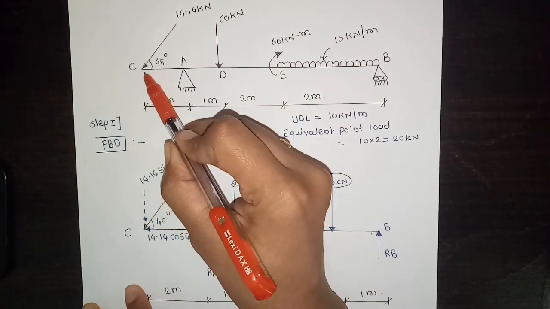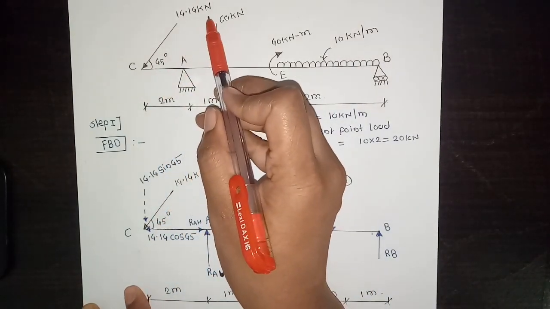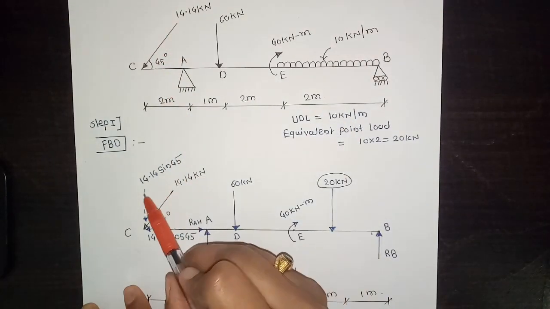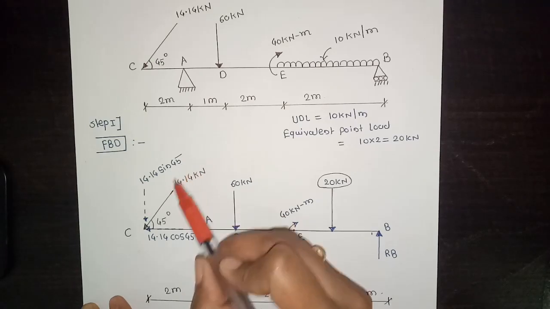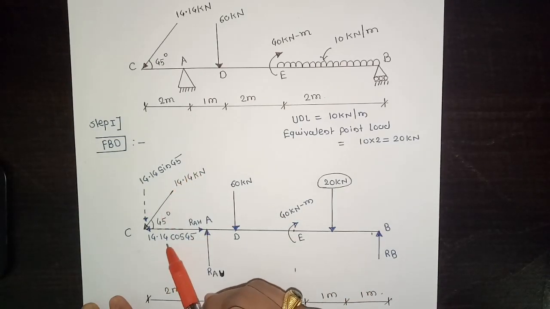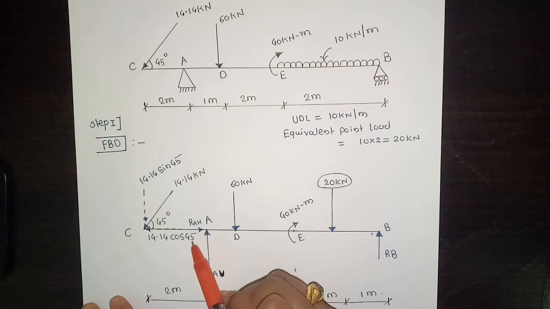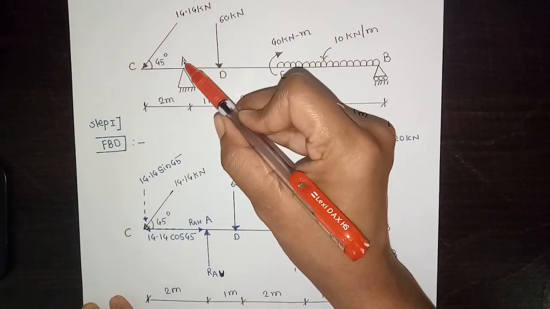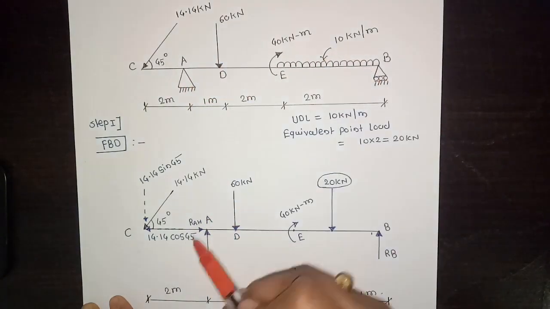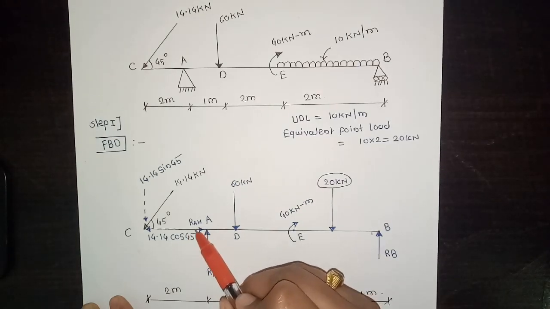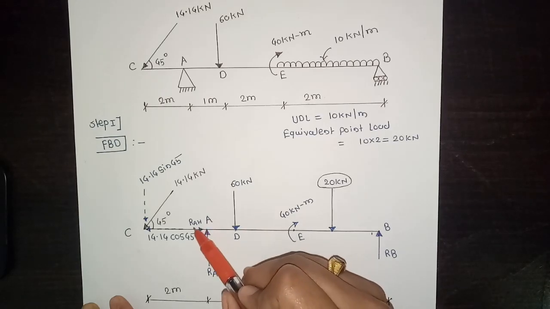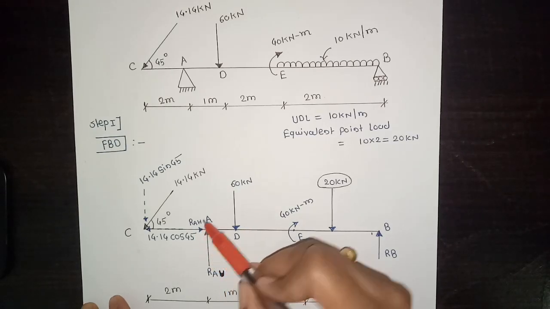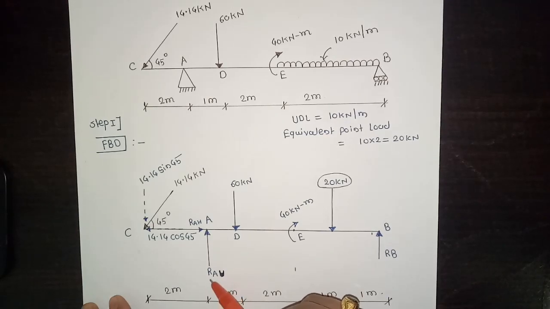Here we have given inclined force 14.14, which is resolved into two directions. For vertical 14.14 sin 45 and horizontal force is 14.14 cos 45. Okay, then at point A, this is the hinge support, so we have to calculate two reactions, that is horizontal and vertical. So RAH is reaction at support A horizontal and RAV is reaction at support A vertical.